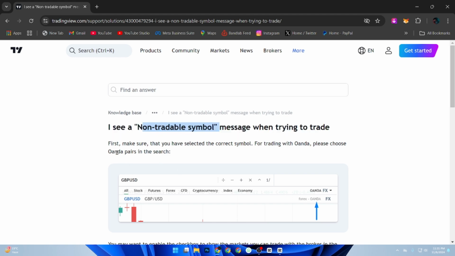In this quick video, I will show you how to fix the non-tradable symbol issues in TradingView. If you have ever tried to place a trade and saw this message pop up, don't worry. I have got a simple fix for you.